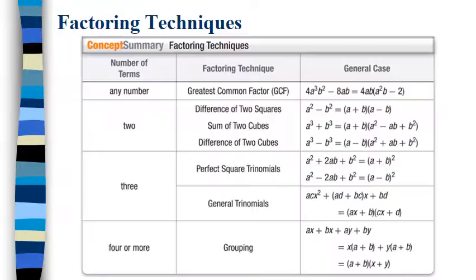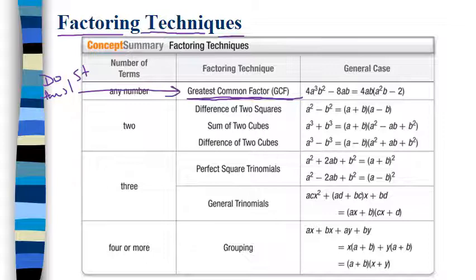Okay, so the factoring techniques, a review from Module 2. We always check GCF first, right? Greatest common factor. We always do this first. GCF, always do that first.